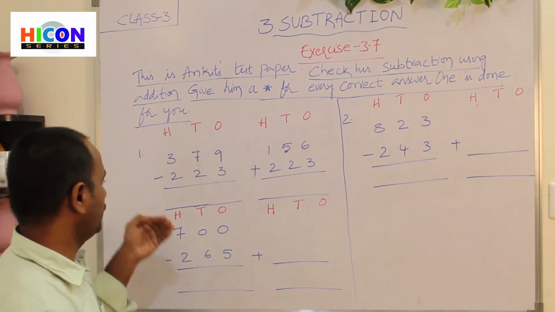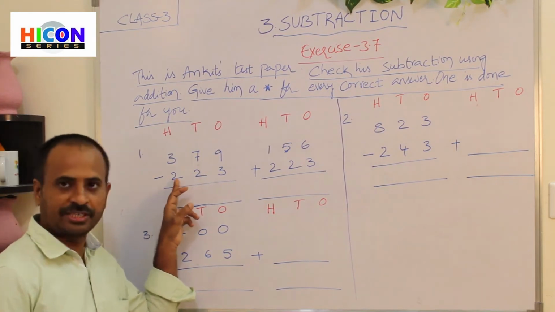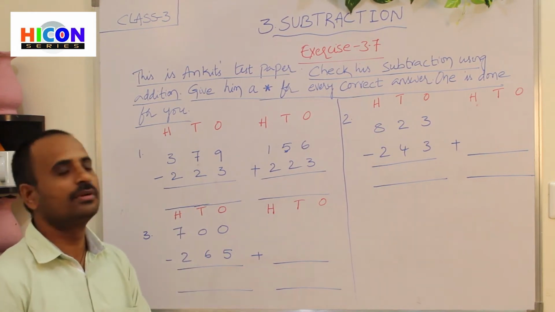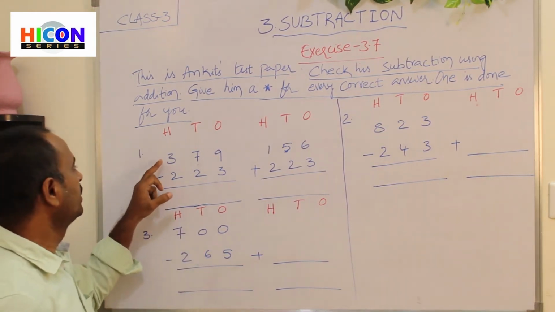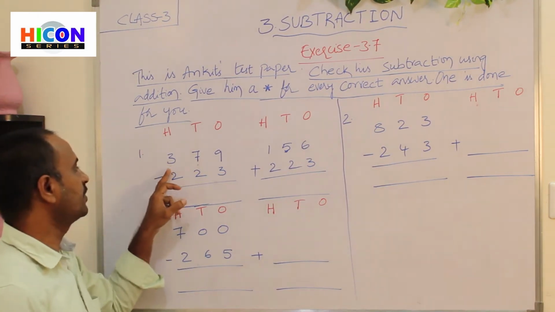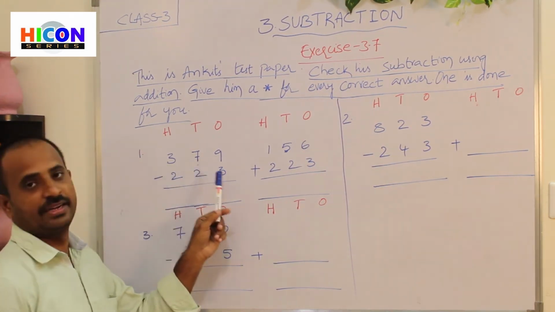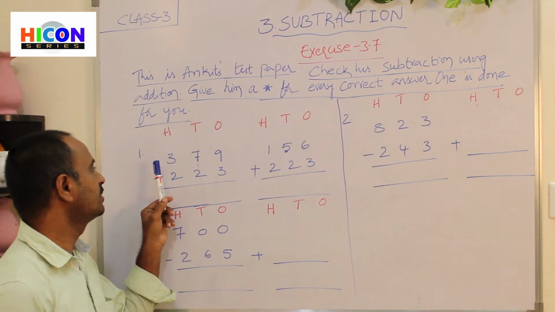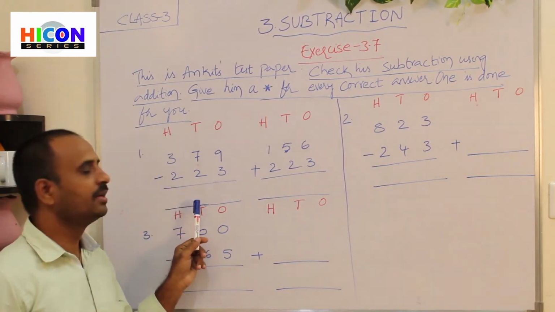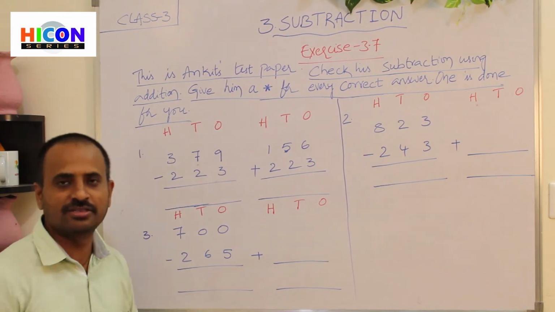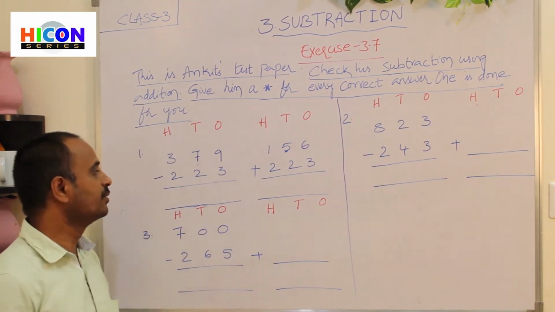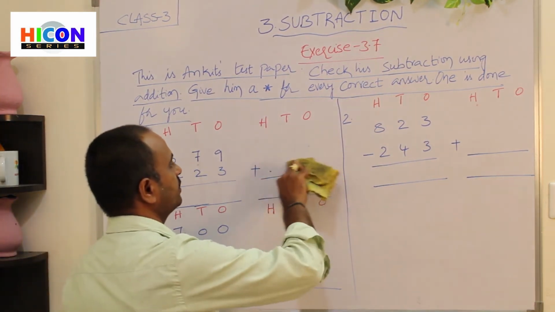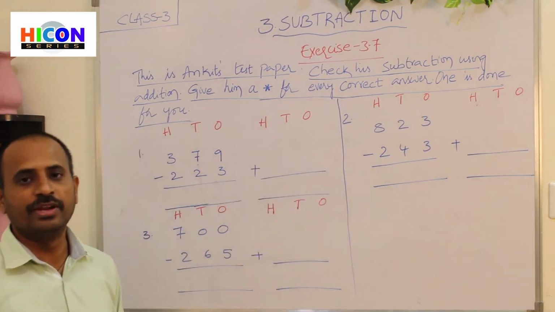Now let us see the first problem. They have given a subtraction, and how to check his answer is also given in the first problem as an example. Here he has taken two numbers. The first number is 379 and the second number is 223. Now we have to subtract these two numbers, and then we will get a difference, an answer. And we can verify that answer by using simple addition. So let us see how to verify our answer.